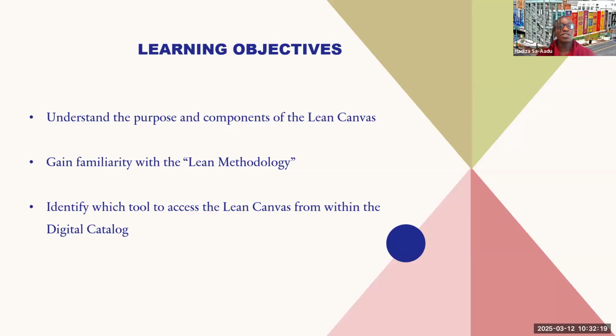All right. Our learning objectives for today are pretty simple, and I'll just read them off this slide. Our first objective is to understand the purpose and the components of the Lean Canvas. Our second objective is to gain some familiarity with something called the Lean methodology, which informs the Lean Canvas and versions of the Lean Canvas that came before it. And then last, but definitely not least, the aim is for people to be able to identify which tool to access the Lean Canvas from within the digital catalog.